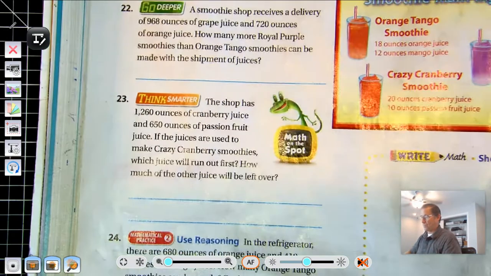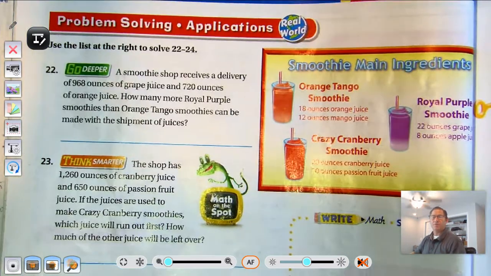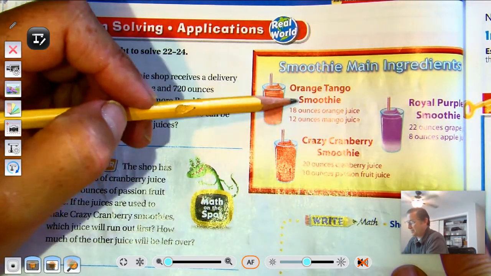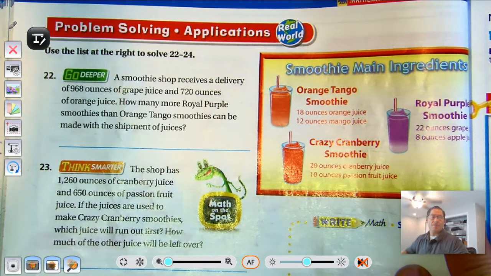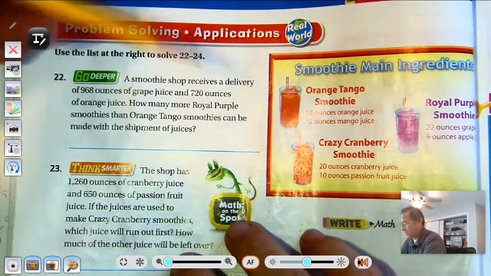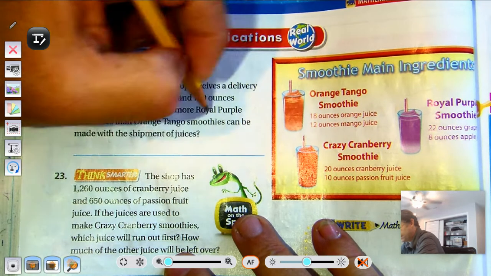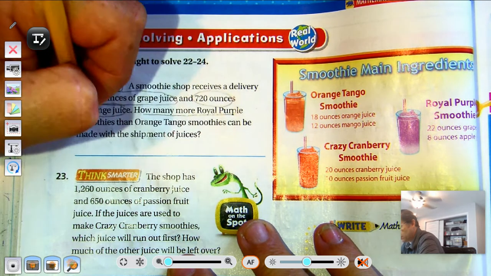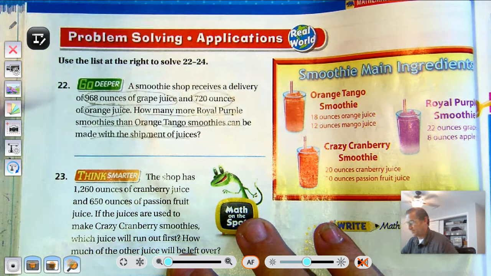Okay, 22. Use the list at the right to solve questions 22 through 24. So smoothie main ingredients. All right, so it's basically our recipes, right? It's telling us how many ounces of juice go in each of the smoothies. Okay, so 22. A smoothie shop receives a delivery of 968 ounces of grape juice, 720 ounces of orange juice. How many more Royal Purple smoothies than Orange Tango smoothies can be made with a shipment of juices?